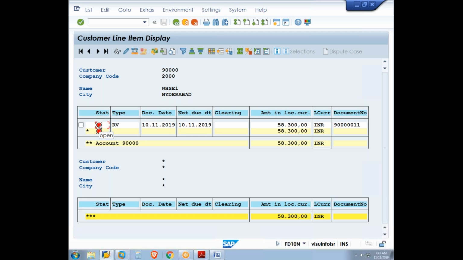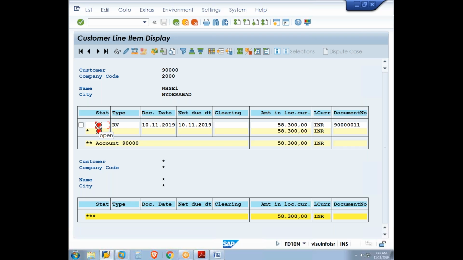Open means the amount is yet to be received from the customer. But when the amount is received, the open item is cleared, and it will automatically turn into green color. That means that amount has been cleared by the customer. So like this, we are doing the transactions with the customer.